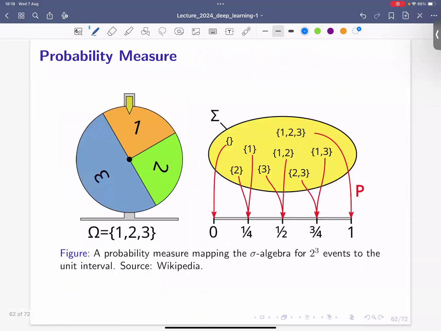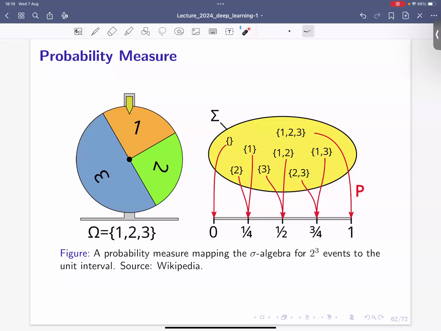Let me give you an illustration here that I took from Wikipedia to illustrate, again, this concept of probability space and probability measure. So consider, for instance, the case where our sample space, omega, is the set of 1, 2, and 3. So as shown here on this picture, we will say that the probability of 1 is 1 quarter, probability of 2 is 1 quarter, and the probability of 3 is 1/2. Right, so represented here by this area here.